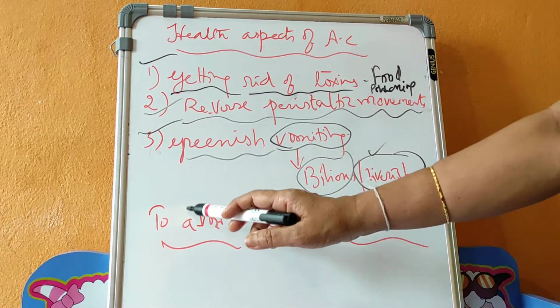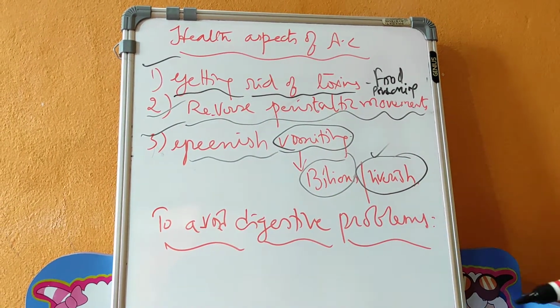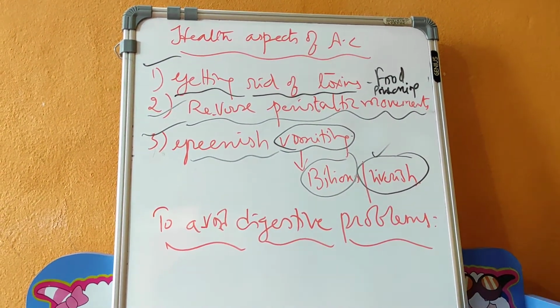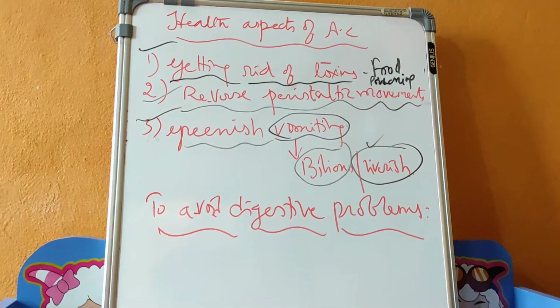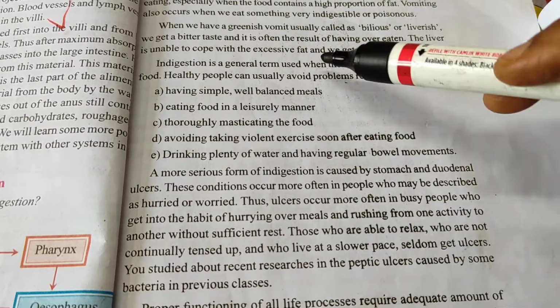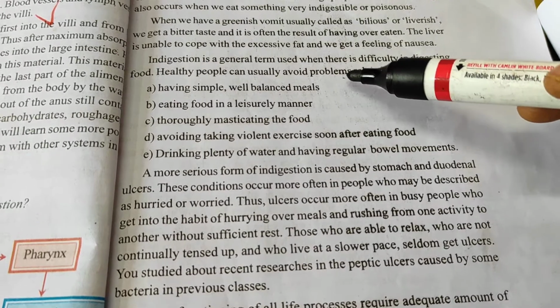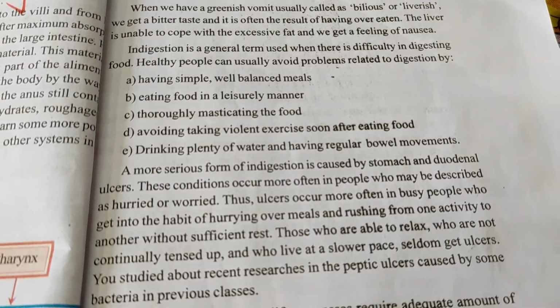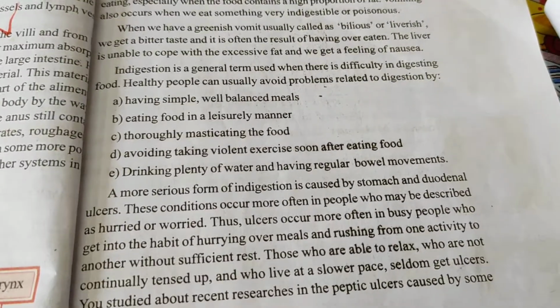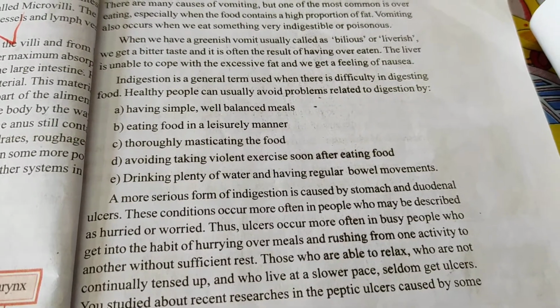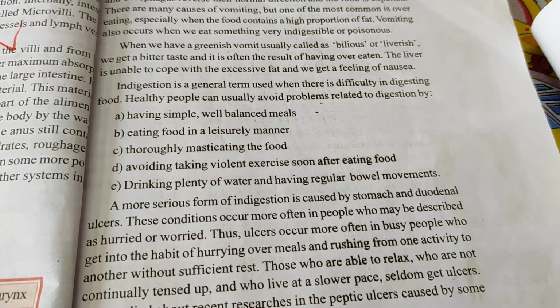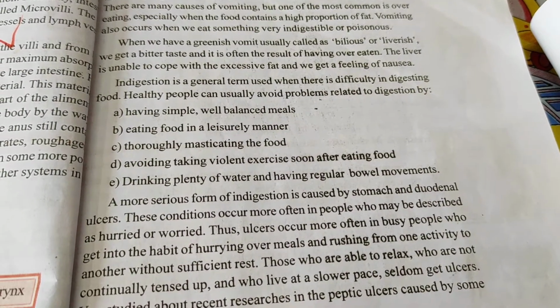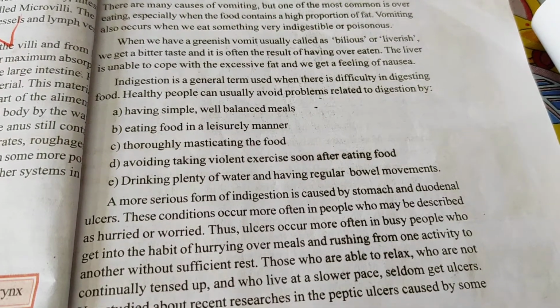To avoid digestive problems, let us see in the textbook how the food should be. The very first point is here, you see: having simple and well-balanced meals. The meals should always be a balanced diet. Then that should be simple. Simple means not spicy, not oily, like that. Then eating food in a leisurely manner.